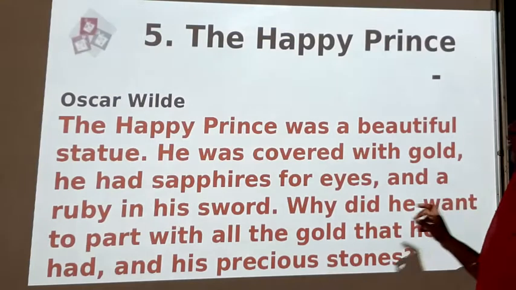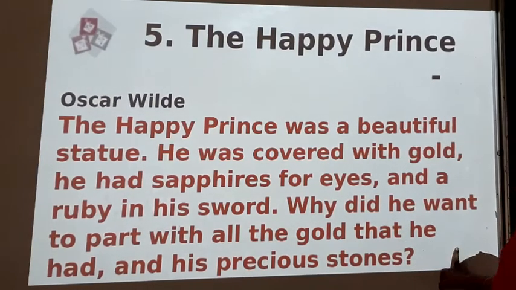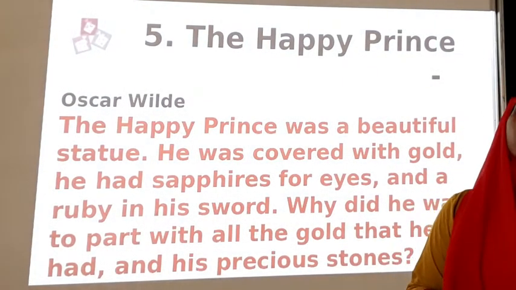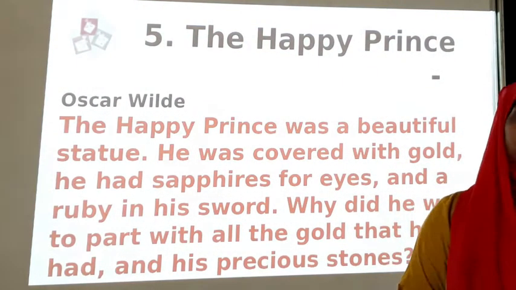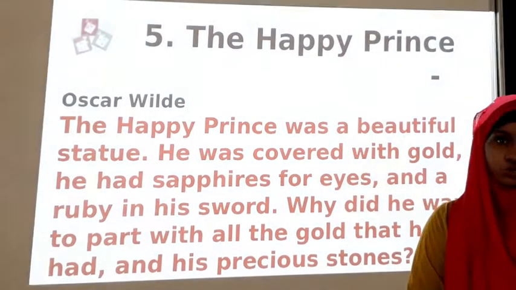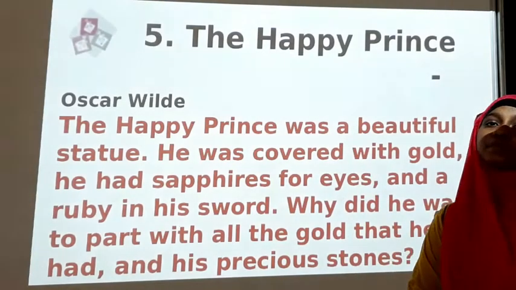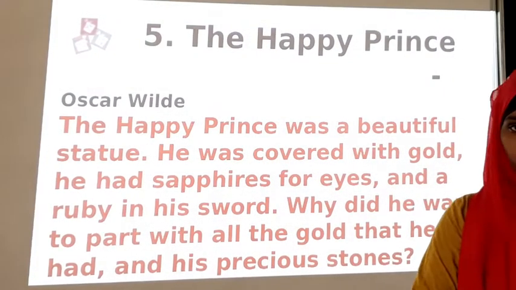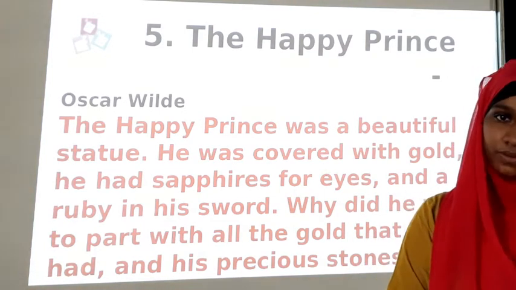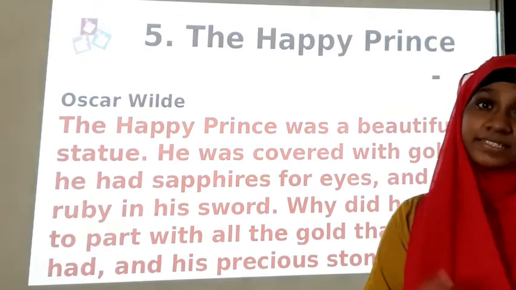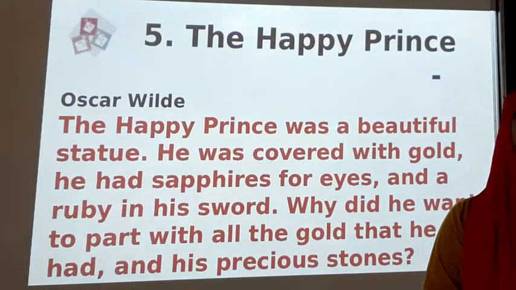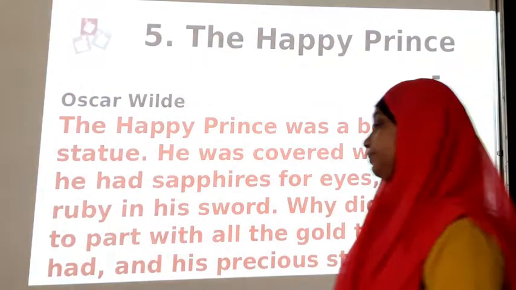And why did he want to part with all the gold and precious stones that he had? He was thinking of giving away all his gold, precious stones and everything to the people. Why did the statue want to do that? Let us go through the chapter and find out why he is doing such a thing, whom he was helping and what he got from that. As a statue he cannot do anything, so who helped him to do that? Everything we are going to see in this chapter.